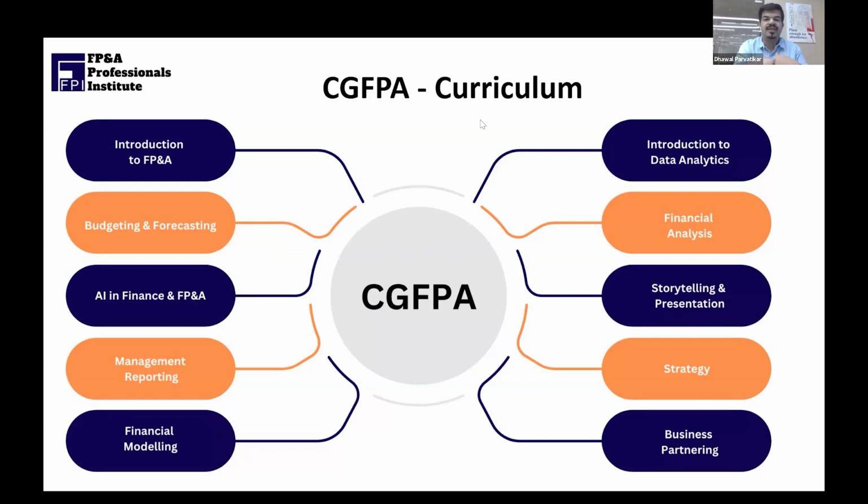Then comes financial analysis. Financial analysis is not just about ratio analysis. There are different types of analysis, like profitability analysis, variance analysis, and horizontal and vertical analysis, all of which come under financial analysis, where you're looking at the company more from an internal standpoint and understanding the performance of the company.